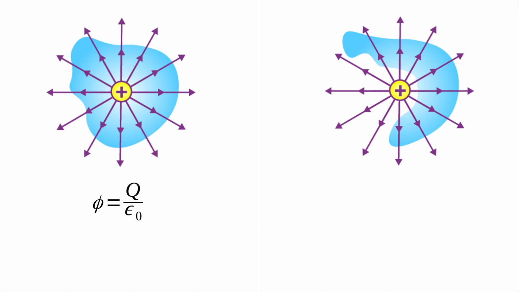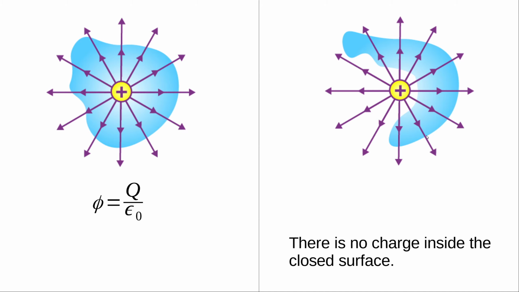Well, if we take a closer look here, we see that every field line that goes into the surface also goes out of the surface, right? So they go in and they go out, and that's true for all of the electric field lines that penetrate that surface. And so what we can conclude from this is that there is no charge inside the closed surface, and therefore the electric flux must be 0. All of the electric field that goes in also goes out.